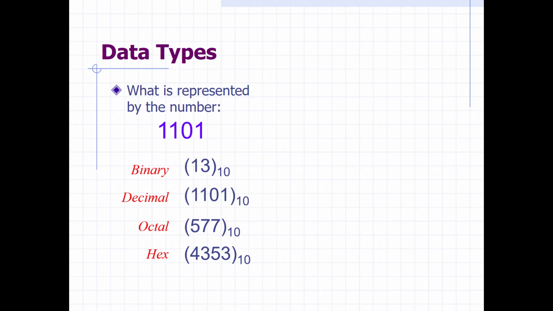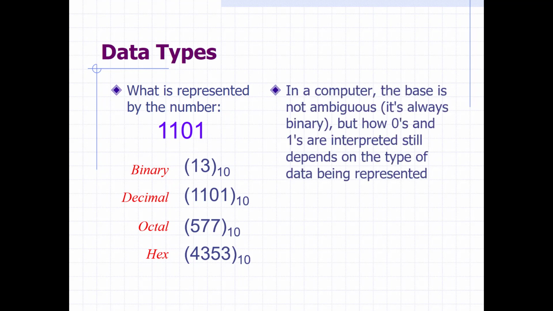But maybe it's other things as well. Because a computer is always using zeros and ones, we have to have many different ways of interpreting various bit strings. We said that 8 bits was a byte. This is a 4-bit number, so it's a nibble.